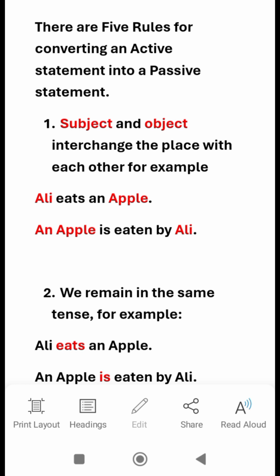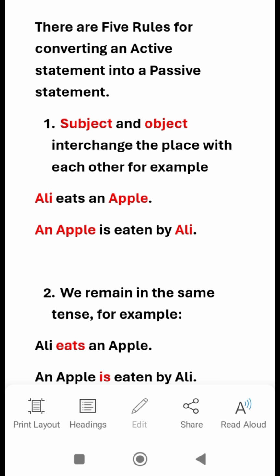So पहली बात यह है कि subject और object interchange कर लेते हैं एक दूसरे से place sentence के अंदर, एक दूसरे से जगह को change कर लेते हैं. फिजिकली सब्जेक्ट ऑब्जेक्ट की जगह चला जाता है और ऑब्जेक्ट सब्जेक्ट की जगह आ जाता है. Ali eats an apple changes into an apple is eaten by Ali. So that's the rule number 1 for converting an active statement into a passive statement.